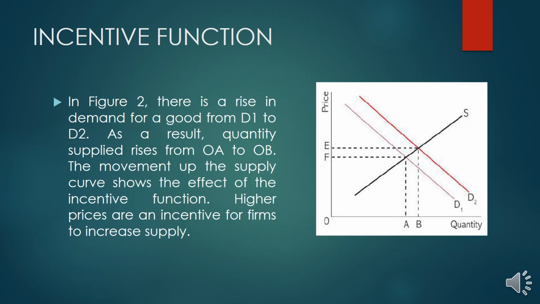So you can see here the same thing. In figure 2, there is a rise in the demand for the good from D1 to D2.